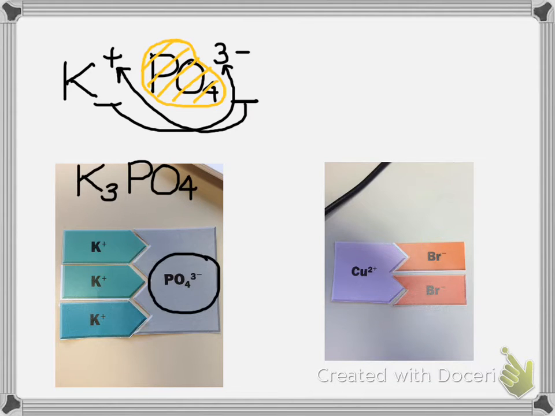The phosphate, the polyatomic ions will stick together, and so the P, the O, and the 4 won't separate, or their numbers won't change. And naming this is quite simple. You just name the ion potassium, and then polyatomic ions have their own names, so this is potassium phosphate.